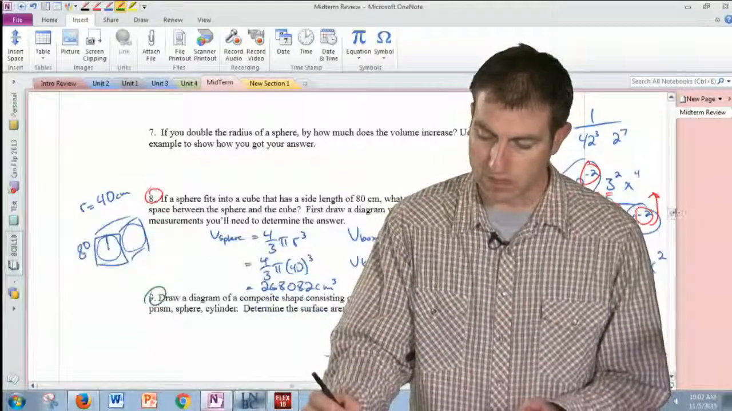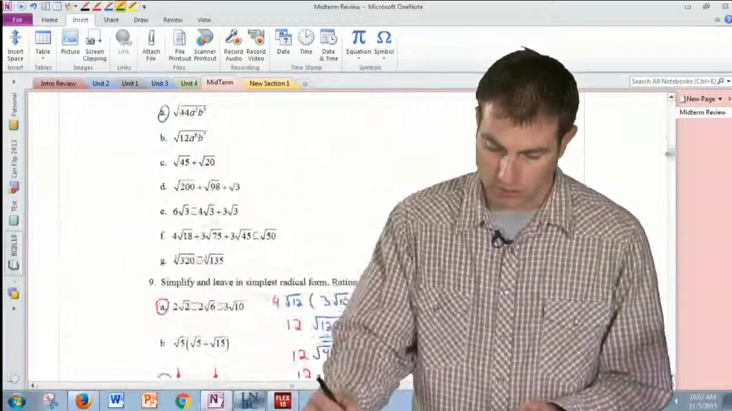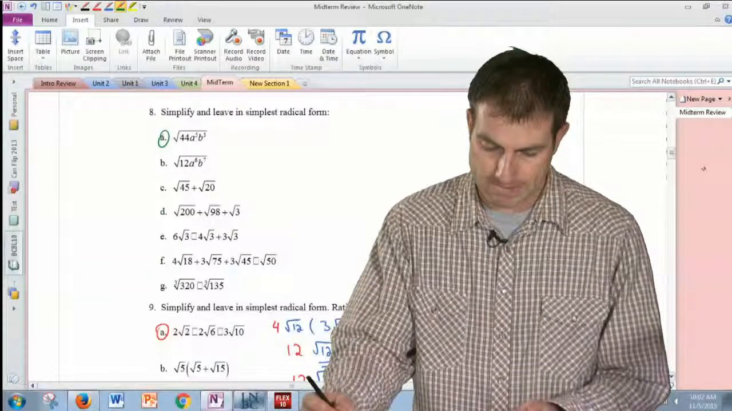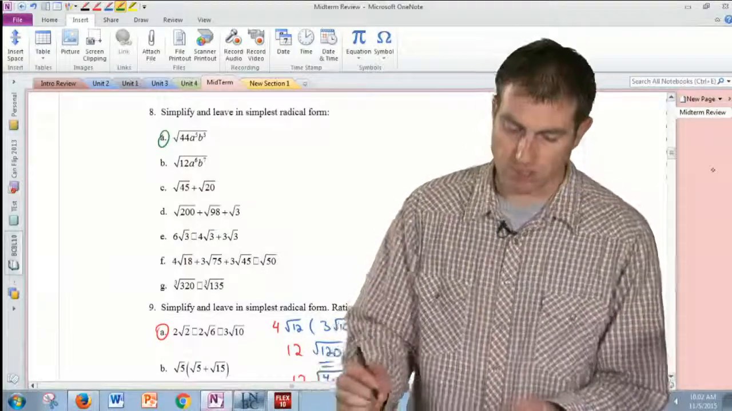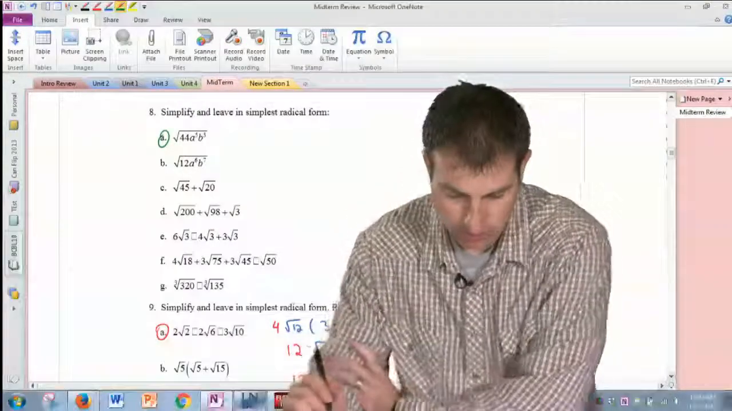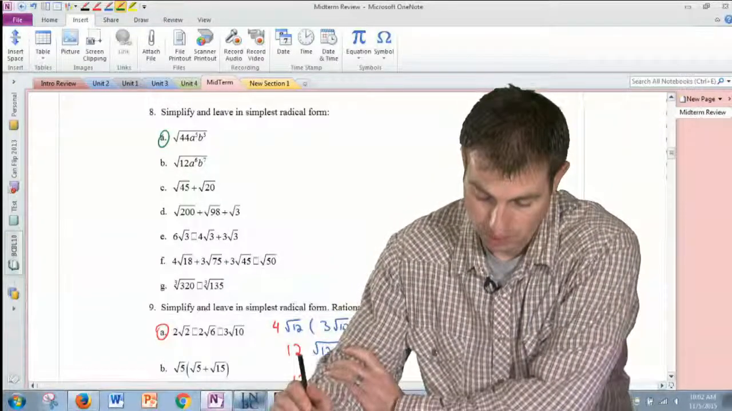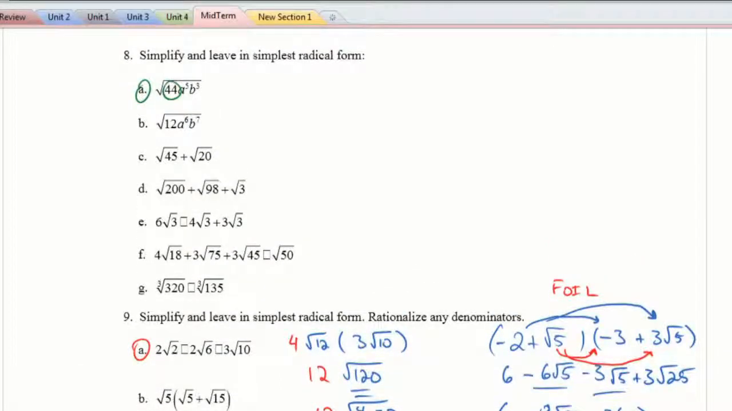So Ava, I'll grab that Unit 4 stuff here in a second. I'll go through this unit review stuff first. So simplify and leave it in simplest radical form. Okay. So we have 44a 5b cubed. We need to look at this 44. So leaving in simplest radical form means, are there any perfect squares that go into 44?